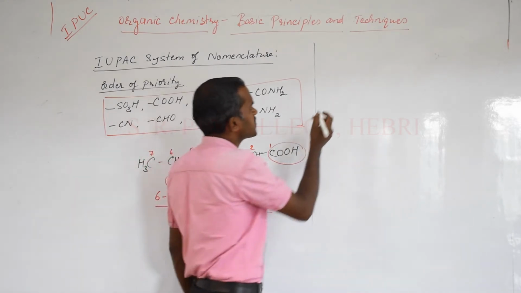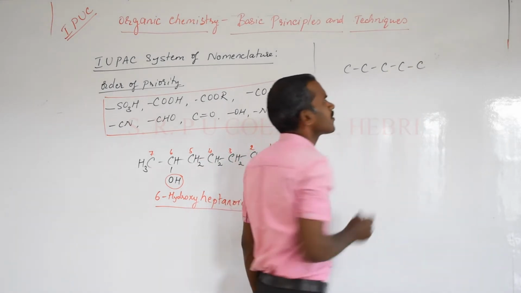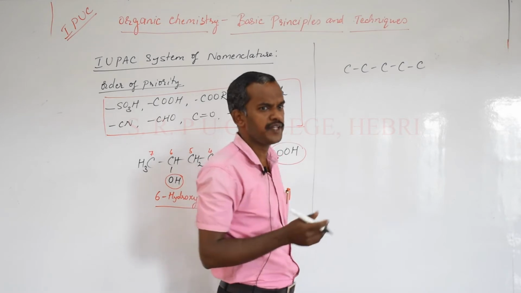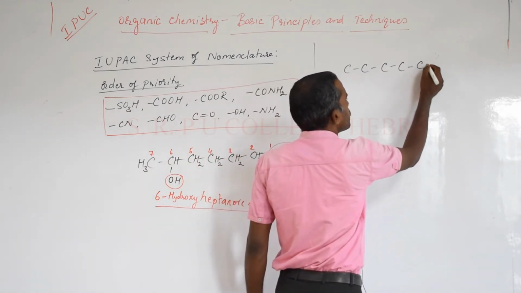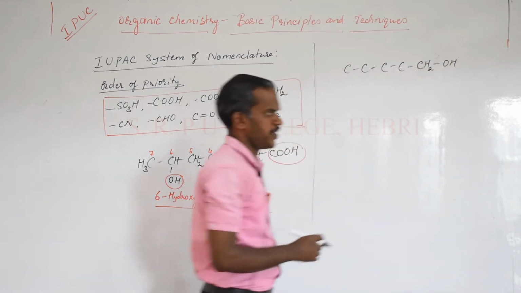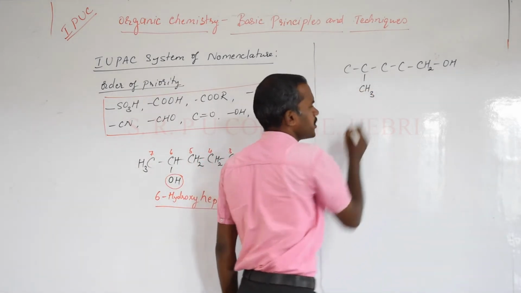Okay, going to this next example, let me write a carbon chain like this. I am just creating an organic compound. See how you can go ahead with naming it. Suppose I write here an alcoholic group at one end of the carbon chain. Okay, here I'll write a CH3 group.